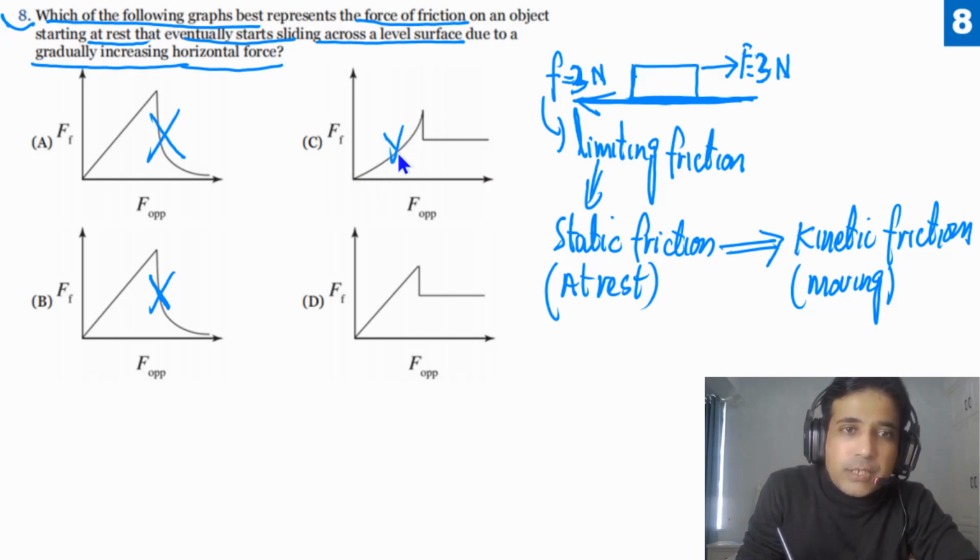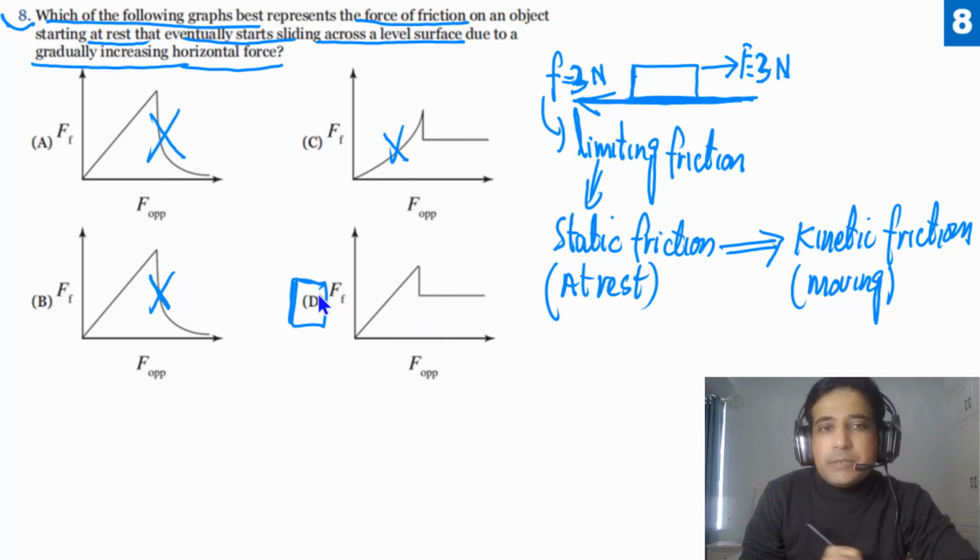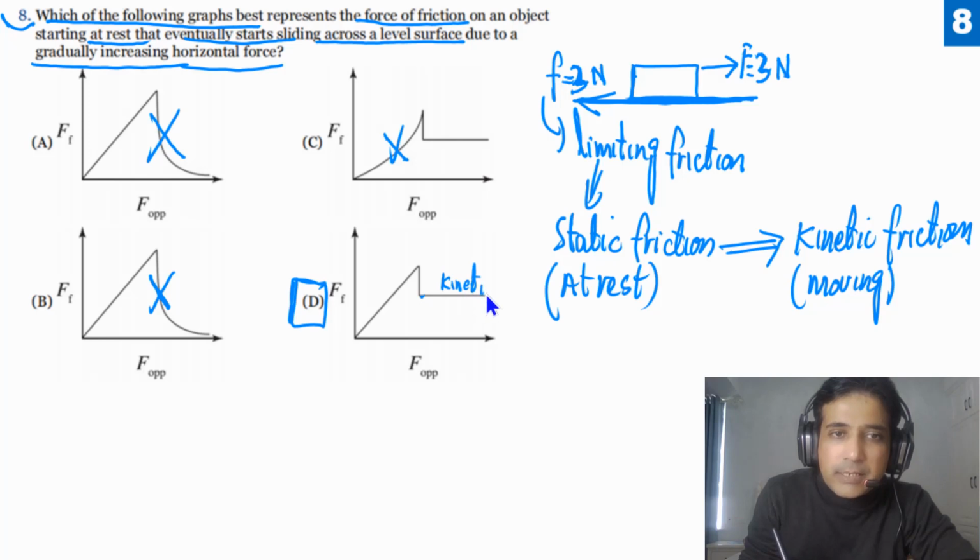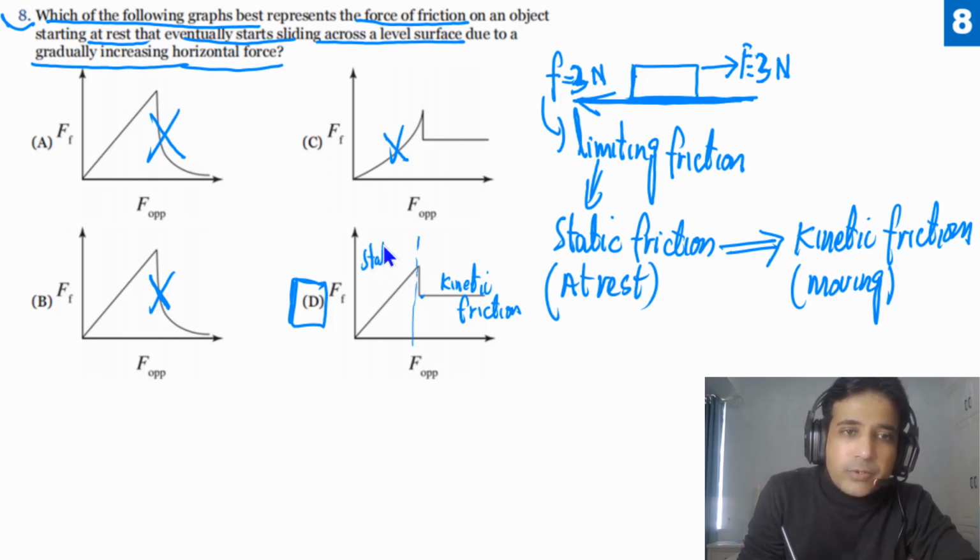So this is a very important graph for applied force, or you can say opposing force, and this one is the friction. This is kinetic friction. This horizontal line represents kinetic friction, and it does not depend on applied force. Until here, this one is static friction, meaning when the block is not moving. At this point, this one is the limiting friction, meaning the maximum value of static friction.